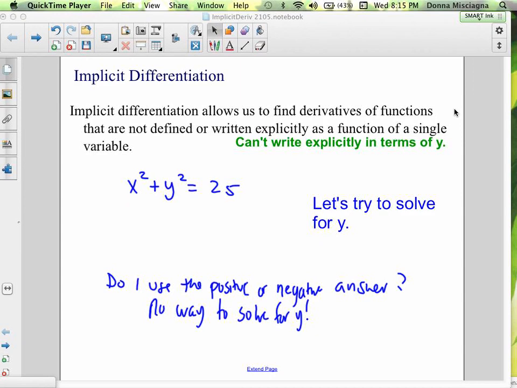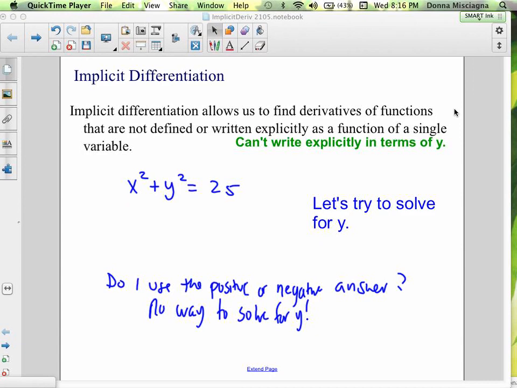Welcome to the introduction to implicit differentiation. Implicit differentiation allows us to find derivatives of functions that are not defined or written explicitly as a function of a single variable. For instance, that means we can't write the function explicitly in terms of y, where we have y isolated.